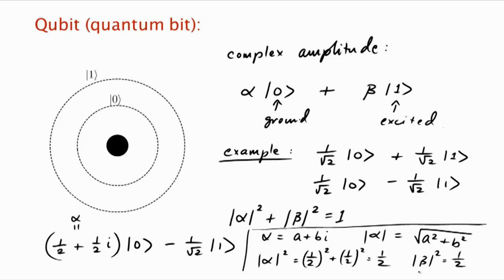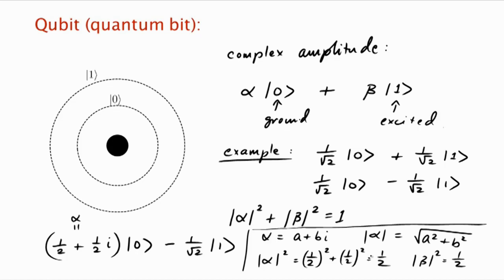Okay, so let's get back to what this is saying about the electron. Here's what quantum mechanics says about the state of the electron. It says the electron doesn't make up its mind whether it's in the ground or excited state. It's in some sort of superposition of the two, where it's in each with some complex amplitude. The complex amplitudes are normalized.